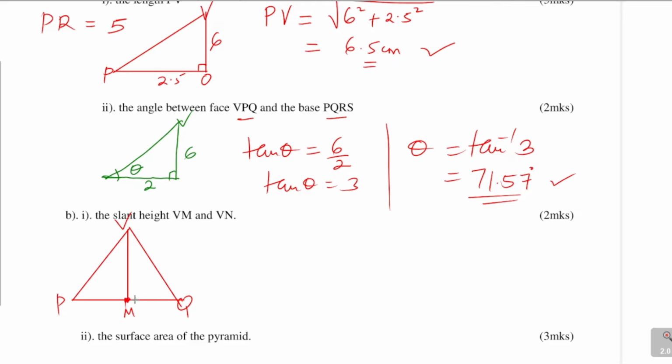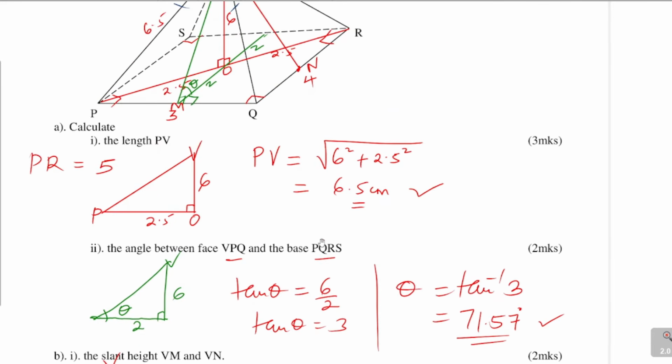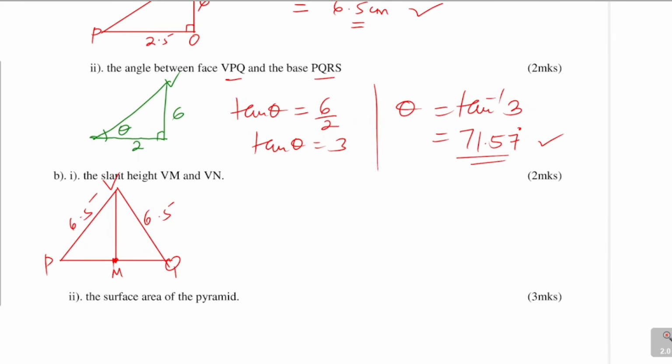So this is where we have M, and we already have PV. PV is 6.5, and also the other slant height VQ is also 6.5. And the midpoint here, since the PQ is 3 and M is the midpoint, this will be 1.5, this one will be 1.5, this will be 2, this will be 2. So this is 1.5, 1.5.